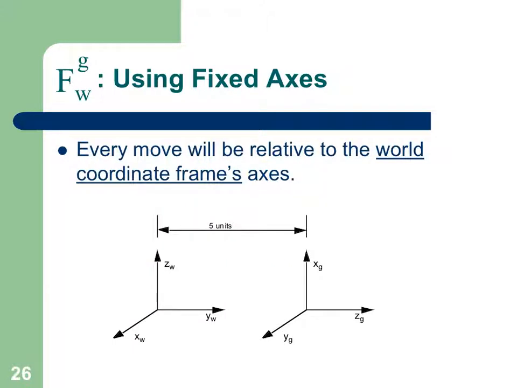In contrast, when you use fixed axes, every move is going to be relative to your start coordinate frame's axes. In this case, it's going to be the world coordinate frame, right? So every single thing that we do is always in terms of x pointing this way, y pointing this way, and z pointing that way.